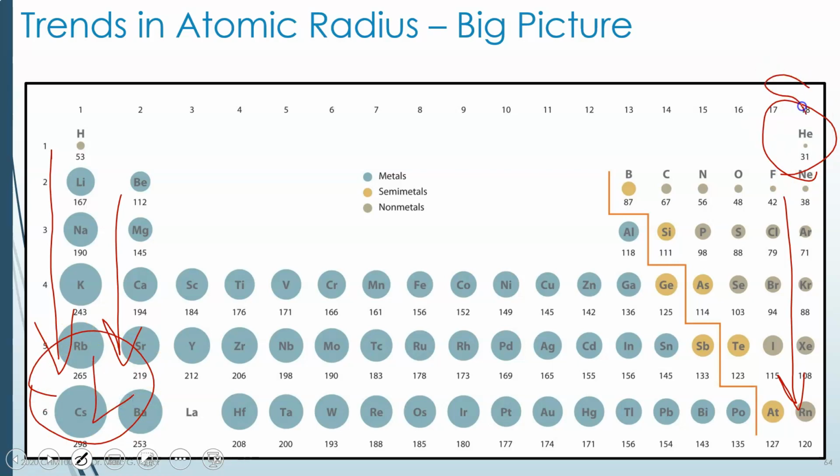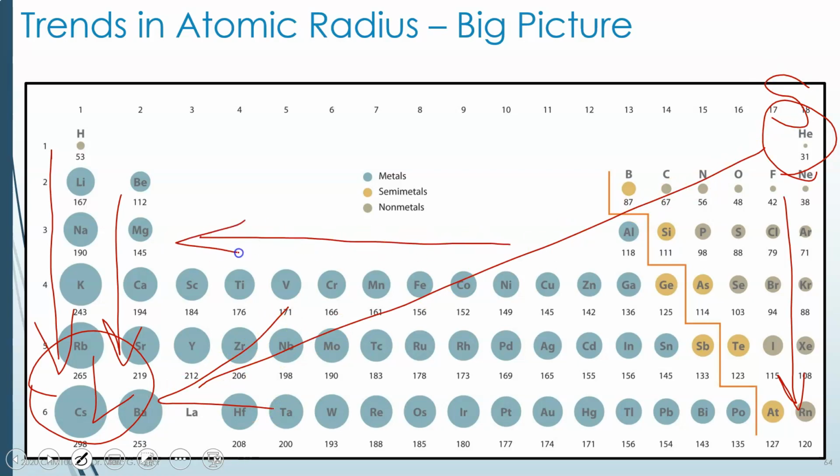Here's large, here's small. So we have this trend where the bigger ones are down there because the increase is going this way and the increase is going this way, and that adds up to an overall diagonal trend in this direction.